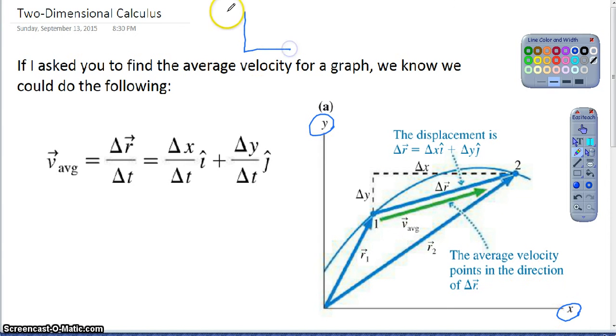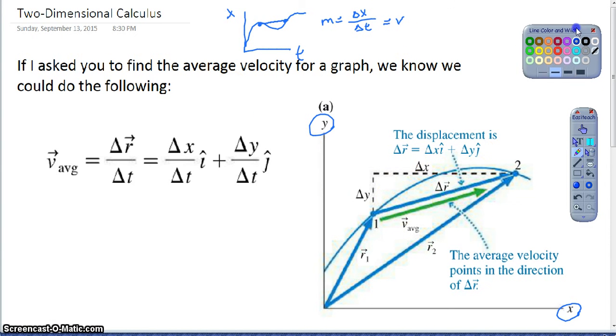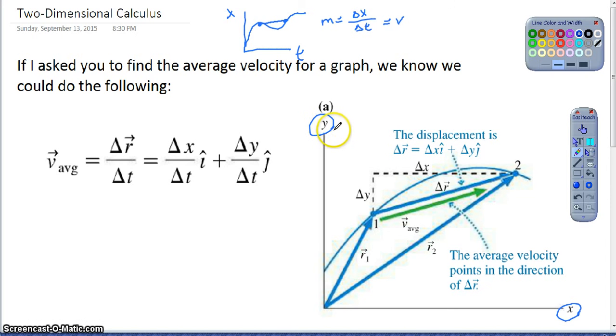If I showed you a position versus time graph, and I asked you to find the average velocity between, say, this point and this point, well, the way that I would find the average velocity on a position versus time graph would be simply to find the slope between those two locations, because the slope would equal my change in x over my change in time, which is my velocity, right? Doing it on this graph is a little bit different, and we're going to look at why. So this one's not mapping position versus time, it's actually mapping the vertical displacement versus the horizontal displacement. So it's in a sense mapping my position versus position.